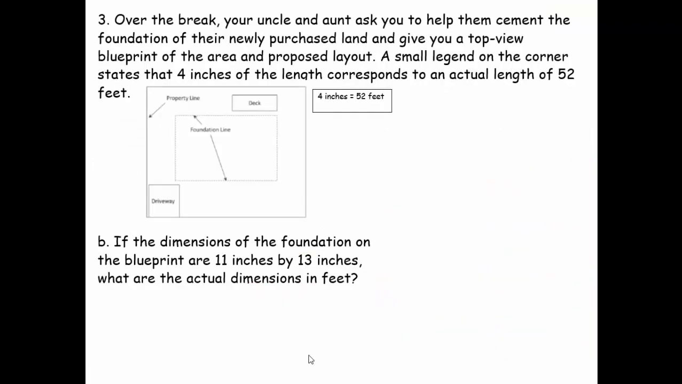Now here is the second part of this question, and the reason I put this second part on was to show you don't necessarily have to use that scale factor unless the question asks for it. And in part B, they ask us to find the actual dimensions in feet. So I say to myself, why would I ever use the scale factor? Why don't I just use the scale they give me? I do drawing over actual. 4 inches is 52 feet.